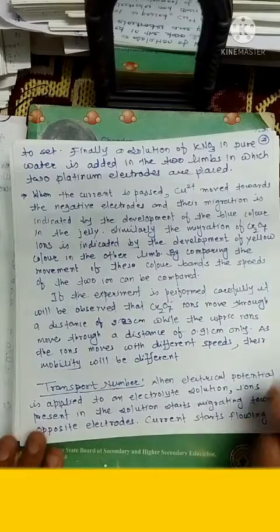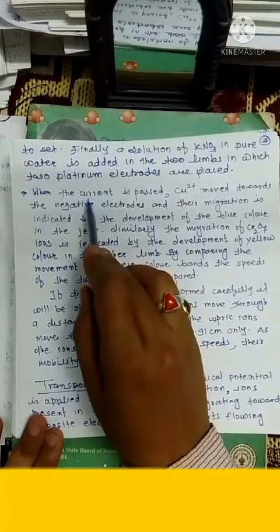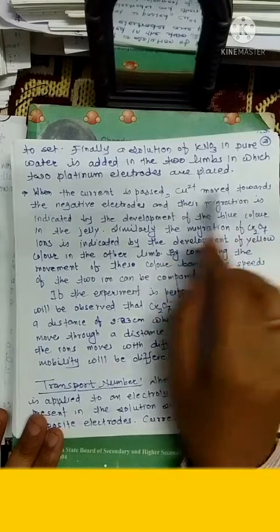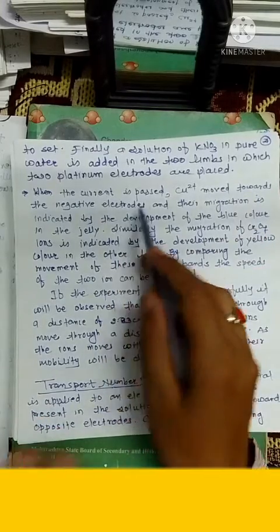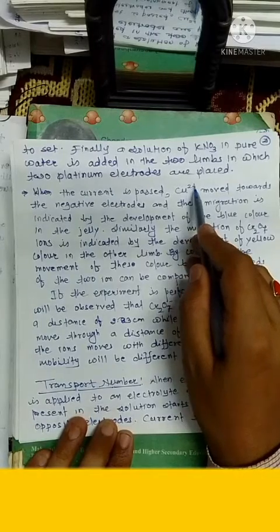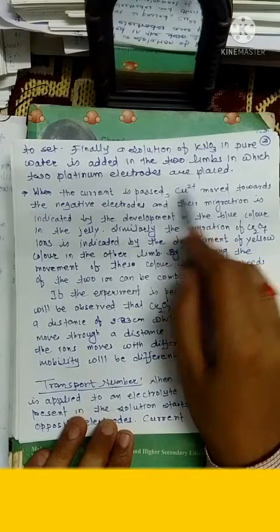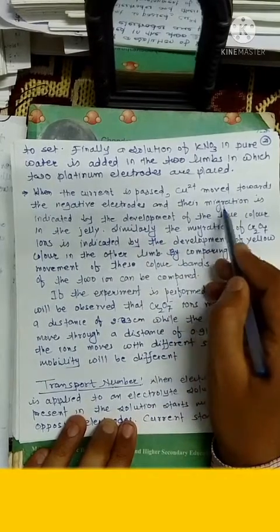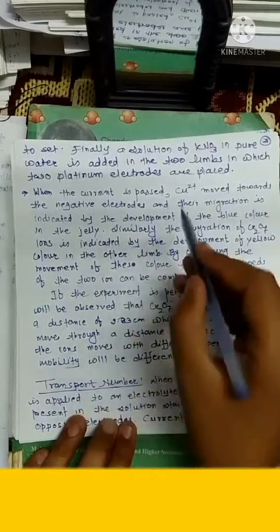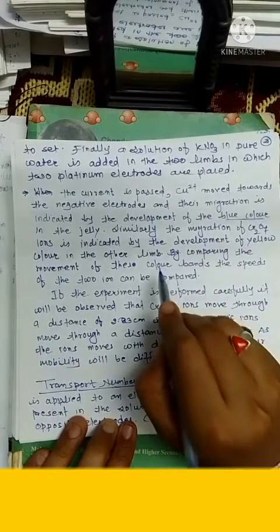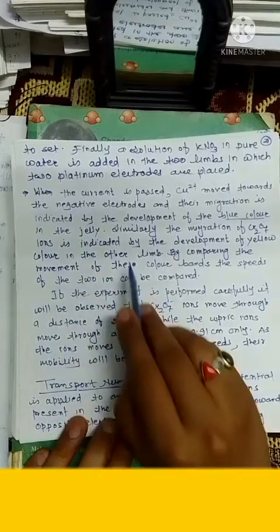Now what happens when current is passed? When current is passed, Cu2+ moves towards the negative electrode. Obviously it is a cation, a positively charged ion, so it goes towards the negative electrode. Its migration is indicated by development of blue color in the jelly.